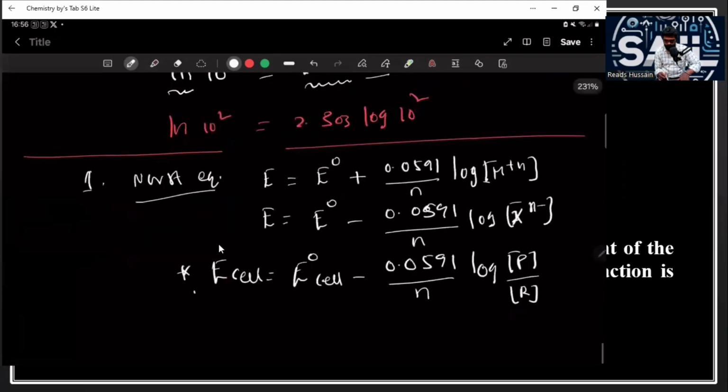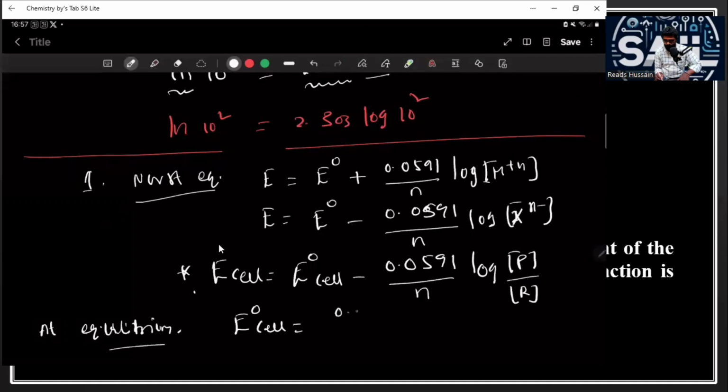And the Nernst equation at equilibrium, this is the last one. At equilibrium condition, E naught cell is equal to, what? 0.0591 by N log Kc.